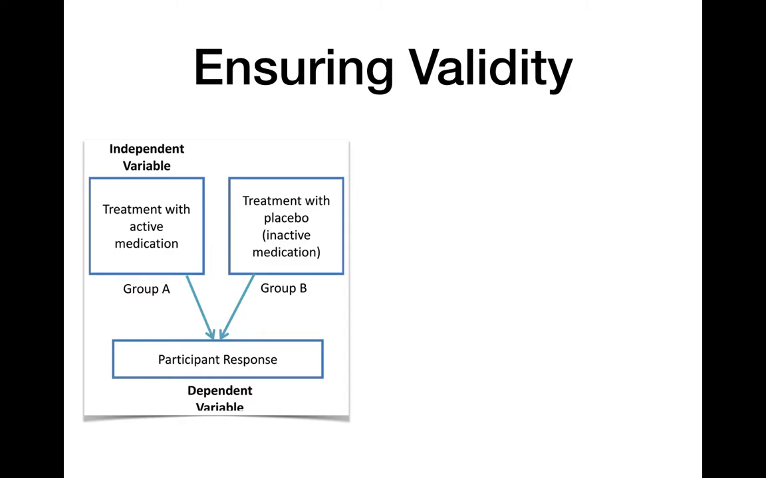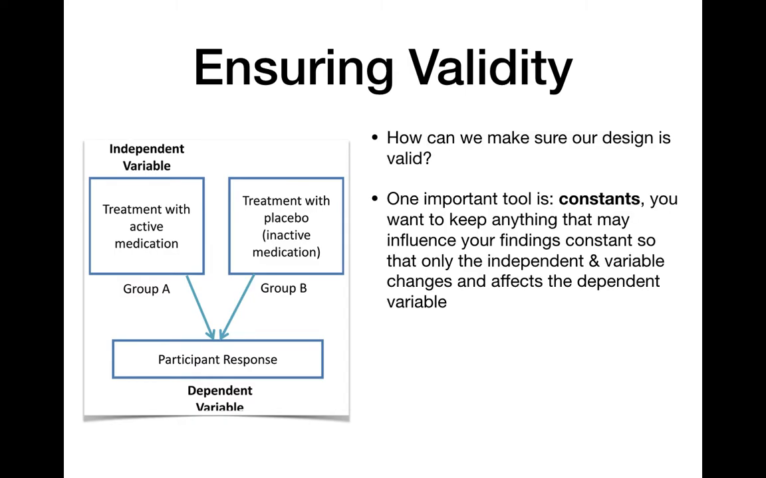So how do we make sure something is valid? Well, one thing you can do is constants. You want to make sure that everything that could affect your dependent variable is kept constant except the independent variable. That's the only thing that should be affecting it. Everything else that could possibly affect it should be kept constant. Now, sometimes students go too crazy with constants and they list things that have no impact whatsoever. That is not helpful. You need to make sure you're only focusing on things that actually are going to have an impact on your results.